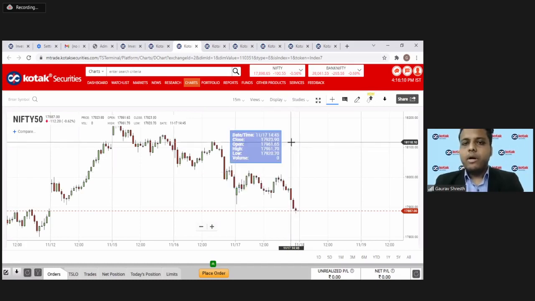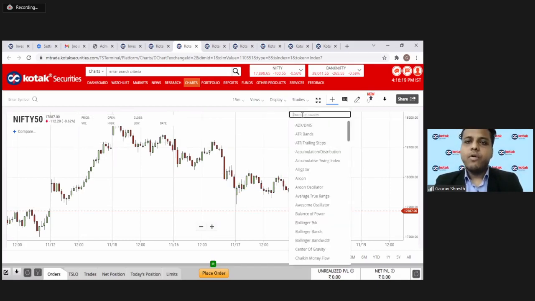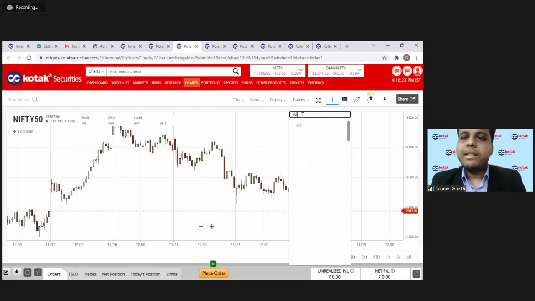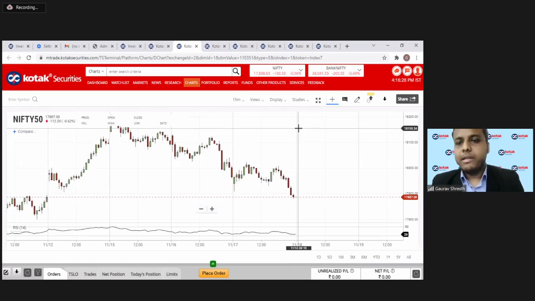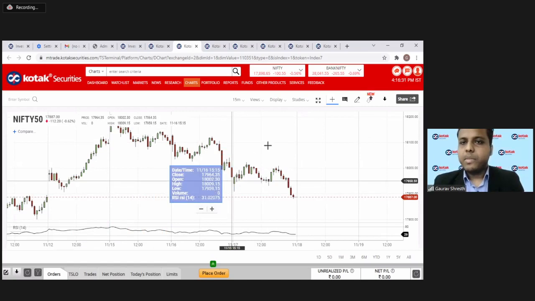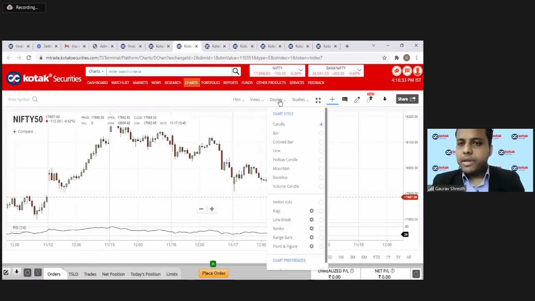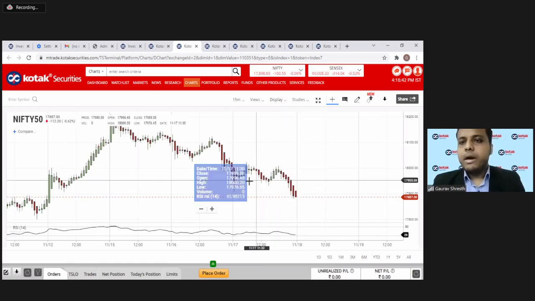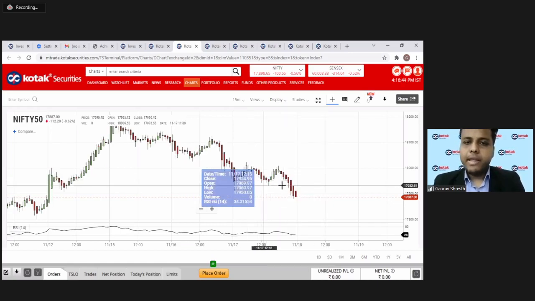Okay. Now, once I've selected the time frame, the next step is to add the indicators. So we have all the major indicators available in our charting facility. Just for a demo purpose, I will add the RSI, relative strength index. As you can see, the RSI has been added at the bottom. Regarding the candlestick, by default, it will be a normal candlestick, but you can change it to bar, to line. You can even select Heikin-Ashi candlestick, which has less noise and more clear trend indication.